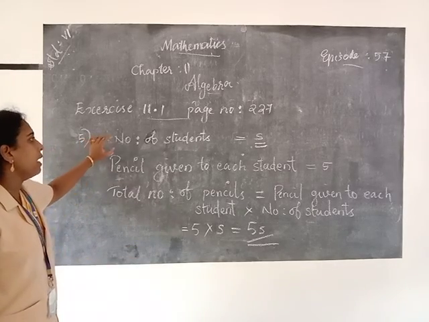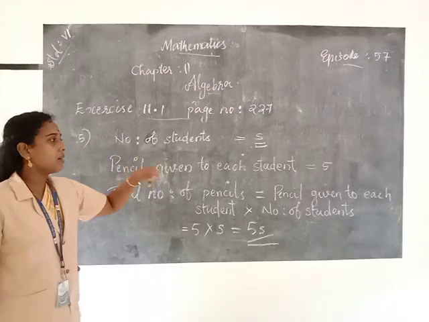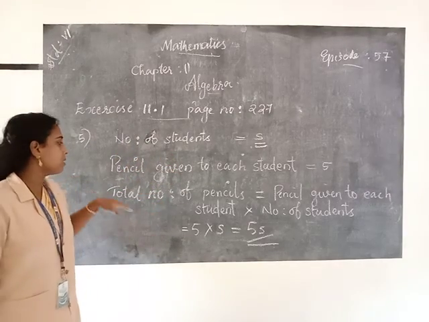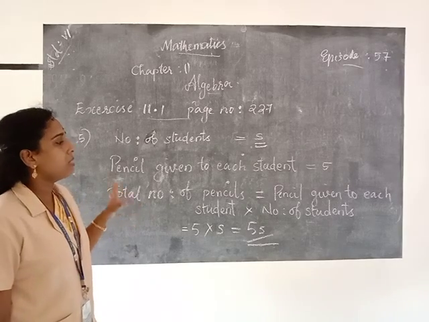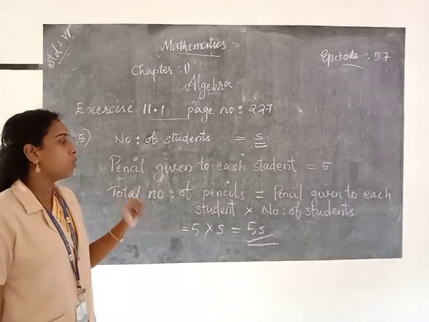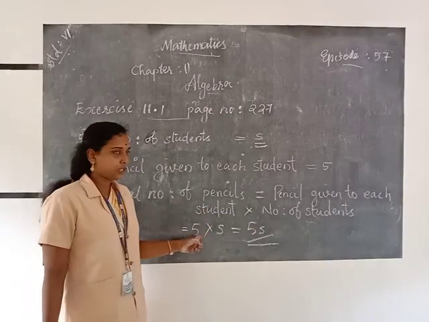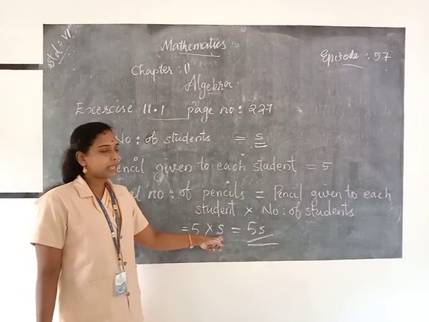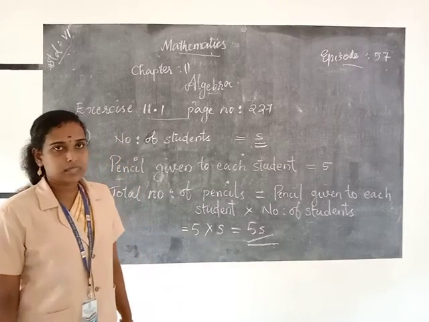So in this question, S be the number of students in that class and the teacher gave 5 pencils to each student. So the total number of pencils is equal to pencils given to each student into number of students, that is 5 into S. So the rule is 5 into S, 5S.